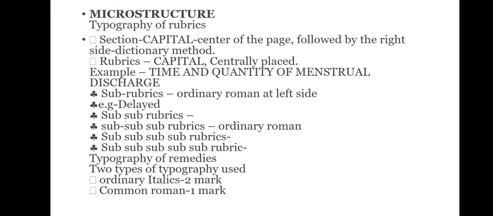Microstructure, typography of rubric. Section: capital, center of the page, followed by the right side dictionary method. Rubric: capital, centrally placed. Example, time and quantity of menstrual discharge. Sub-rubric: ordinary Roman at left side. Example, delayed. Sub-sub-rubrics, sub-sub-sub-rubrics: ordinary Roman. Sub-sub-sub-sub-rubrics, sub-sub-sub-sub-sub-rubrics. Typography of remedies: two types of typography used. Ordinary italics 2 marks, common Roman 1 mark.